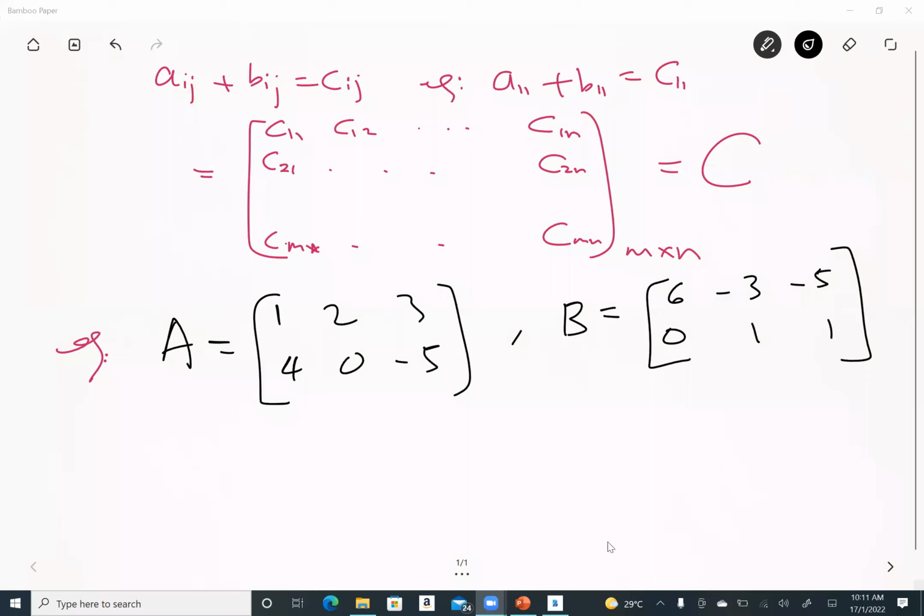Okay, they are the same size. So here you see you have a 2 by 3 and 2 by 3. So same size, then we can add. So you have A plus B, all right, equal to what? Equal to 1.